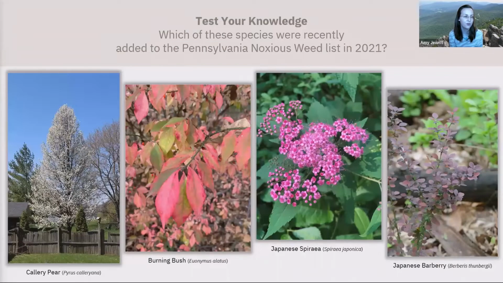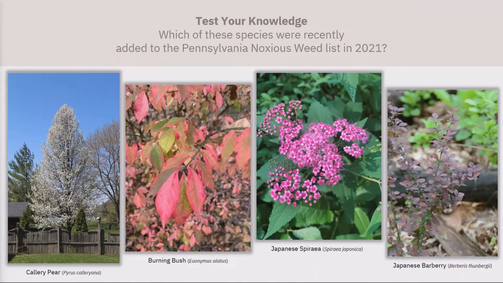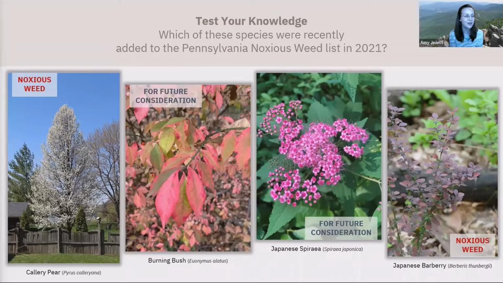Okay, fourth question. Which of these species were recently added to the Pennsylvania noxious weed list in 2021? I'll give you a hint: of the 4 species here, 2 of them were recently added to that list. We have Japanese barberry, Callery pear, barberry, Callery pear. Okay, yep, you guys got it. Callery pear and Japanese barberry were both recently added to the noxious weed list in 2021.